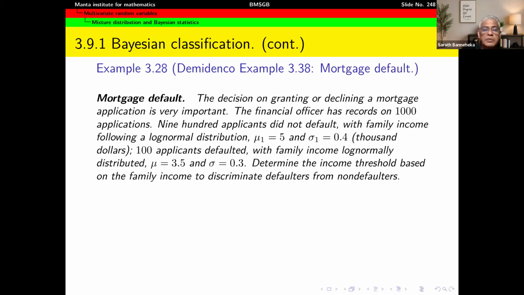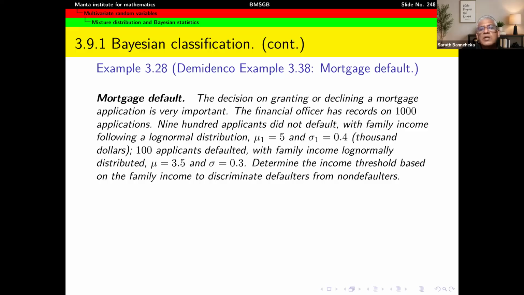Let us look at another example. This is again a practical situation used in banks, but of course in this case we are looking at a simplified version of that. Mortgage default. This is again coming from the Limiting course book. It's example 3.38 in the book.